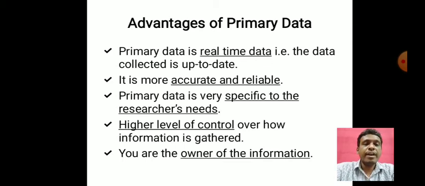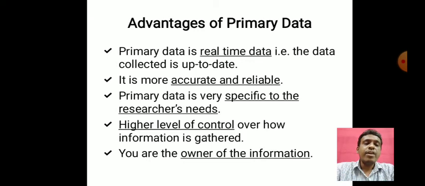But in primary data, it is your wish what technique you are going to use. Are you going for interview, observation, or questionnaire, that is, survey? It depends upon you. Also, how the information is gathered: whether you yourself, the researcher, go to the field, or you send some enumerators. That you can think about. Whether your interview is going to be a disguised interview or a straightforward interview. All these things you can decide before collecting the data, and hence you have a very high level of control on how information is gathered.